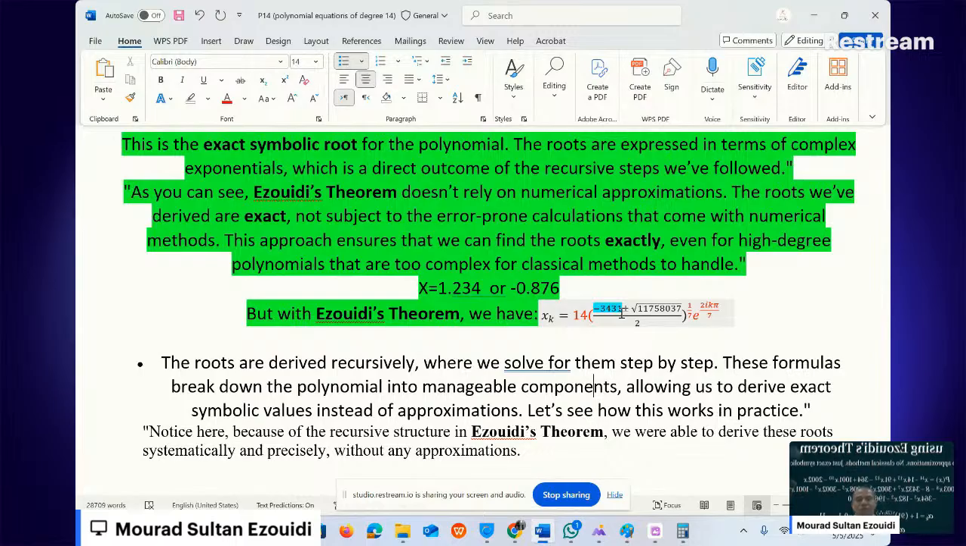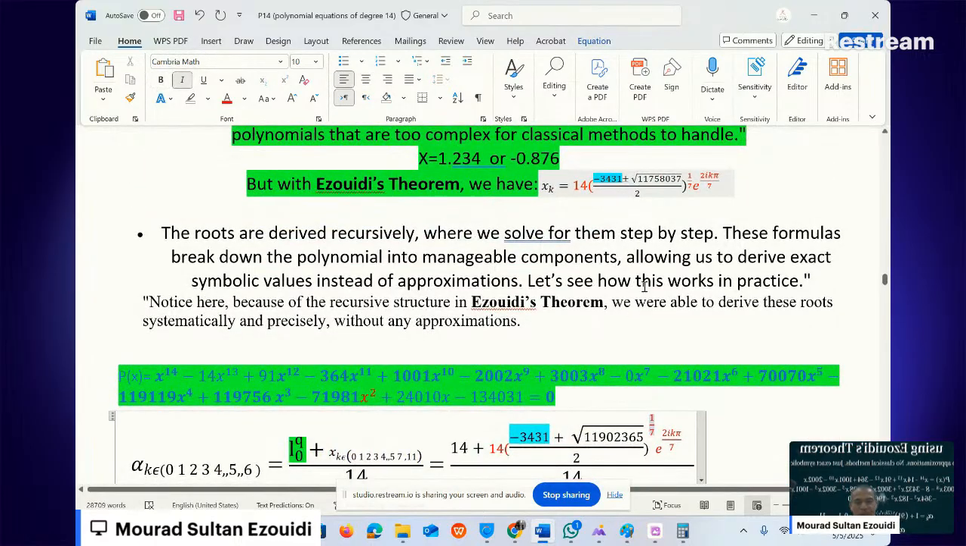Okay, so the roots are derived recursively, where we solve for them step by step. These formulas break down the polynomials into manageable components, allowing us to derive exact values instead of approximations. Let's see how this works in practice. Note here, because of the recursive structure in this theorem, we were able to derive these roots systematically and precisely without any approximations. So here, this one no need.